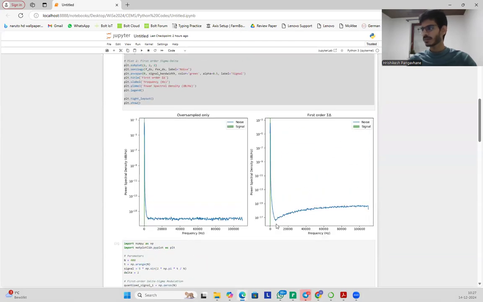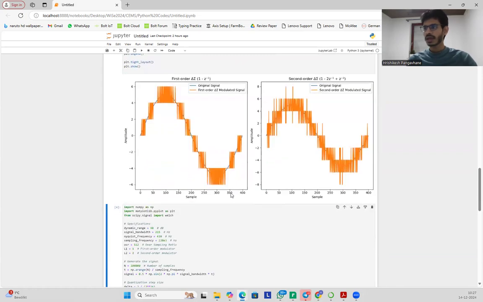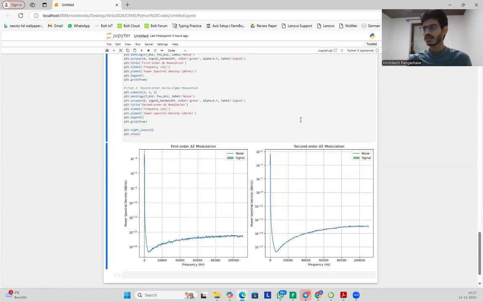So this was the noise for the first order delta sigma, and this is the first order delta sigma over here. This is the output of the second order delta sigma, which is much more complicated. But after using a decimation filter, what happens to the noise is over here, we can see the noise for the first order delta sigma and the second order delta sigma.